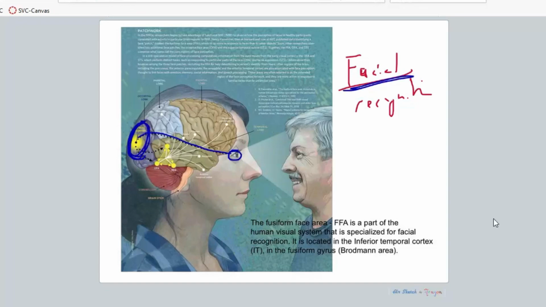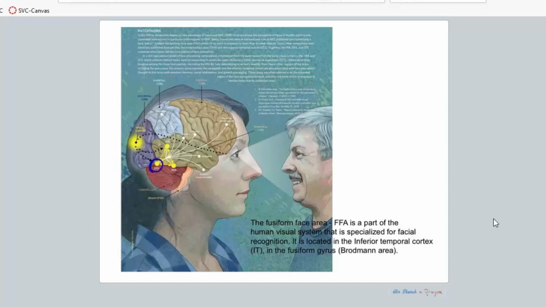But then with regards to facial recognition, there's kind of this triangle of nuclei here that are involved in facial recognition. And one of these is called the occipital facial area, and that's back in the occipital, in the visual association area. You also have this area called the fusiform face area. And this is actually part of the temporal lobe up there. And so all of these different areas are involved in facial recognition specifically.